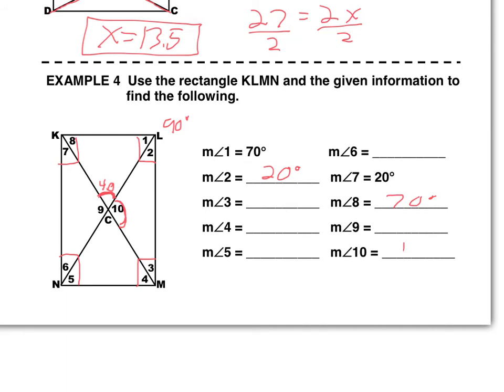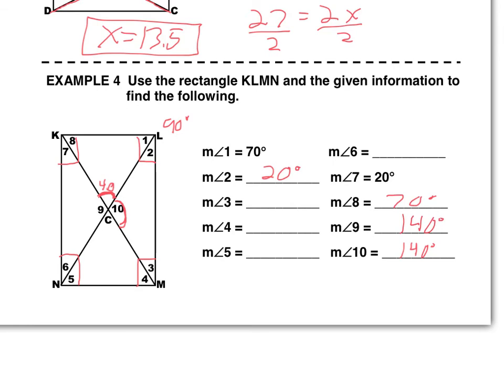Okay, hopefully you said 140, right? Because 40 and 140 make 180 degrees. Okay, so if 10 is 140, what is 9? Well, if 10 is 140, then its vertical angle, angle 9 right here, is also 140. Okay, so I'm just using prior knowledge, things we've learned before about vertical angles, about linear pairs, about triangles. Use all the prior information to figure this stuff out.